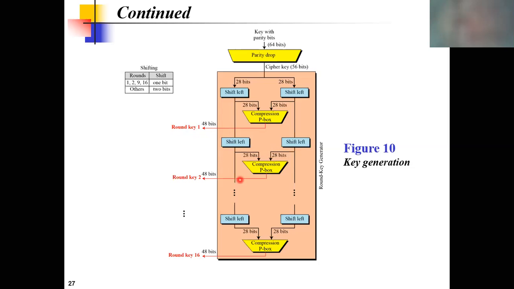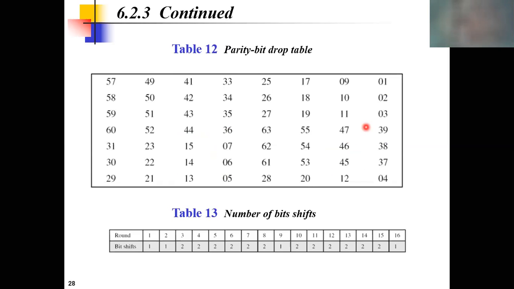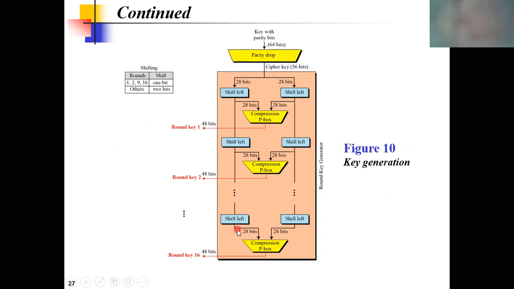In the same way, we perform the same operation and generate 16 subkeys. This is the key generation mechanism of the Data Encryption Standard. These are what we have discussed, and after dropping the parity bits, we have this table of the compressible P box, which has 56 elements, and how we can perform the shifting as we have discussed here.